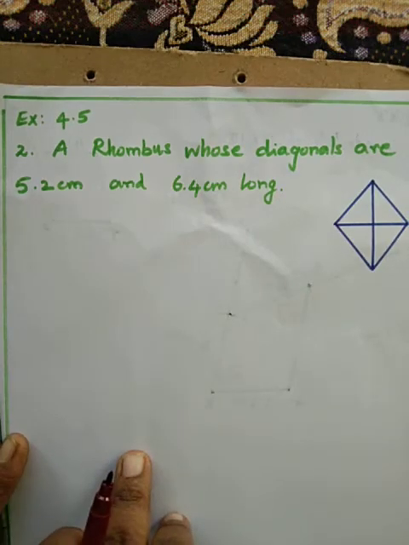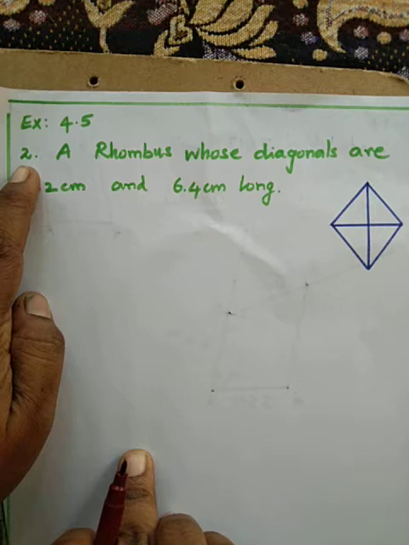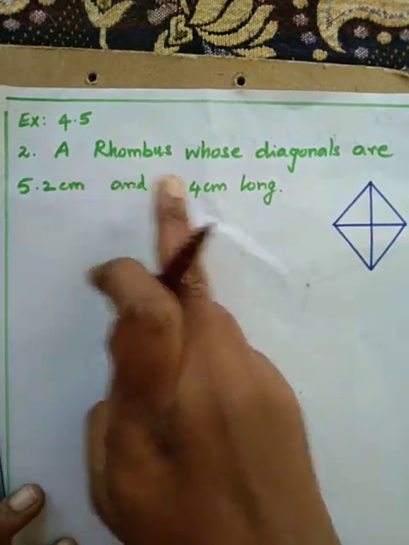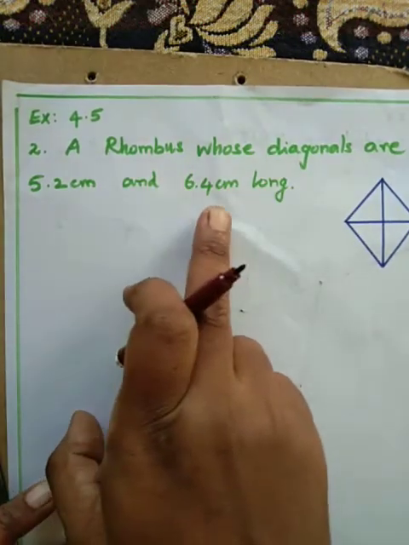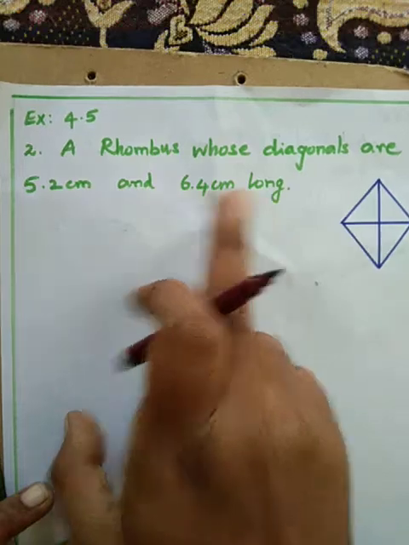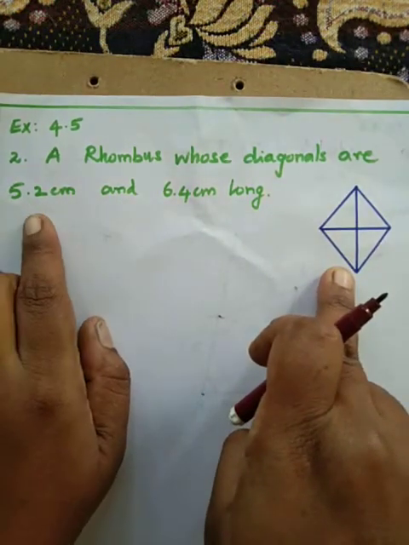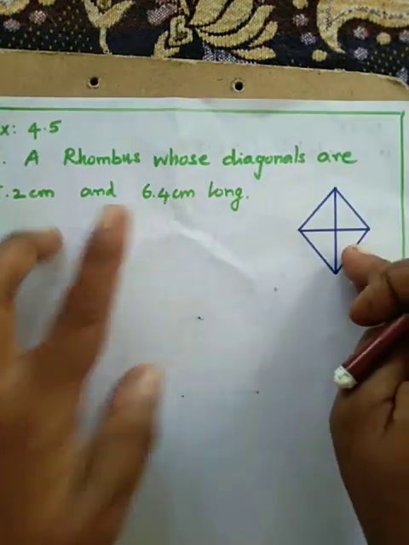Good morning, students. In this video we are going to see exercise 4.5, second sum. We have to construct a rhombus whose diagonals are 5.2 and 6.4 centimeter long. We have to construct a rhombus in the sense only diagonals are given and no sides are given. So I have drawn a rhombus here.